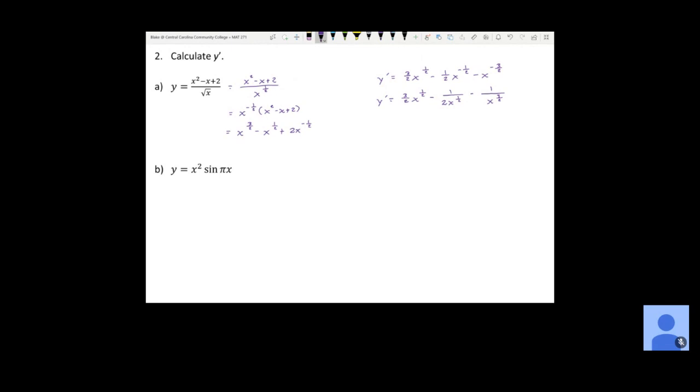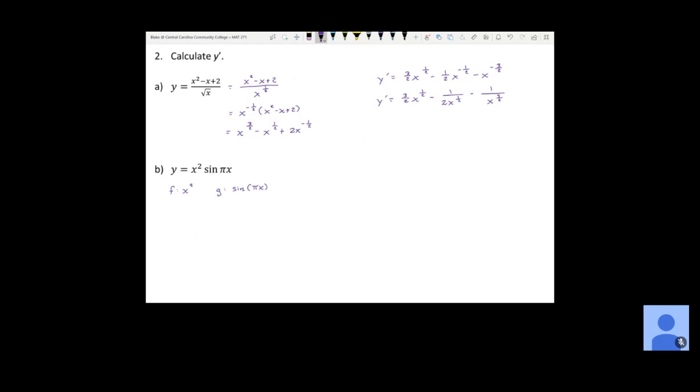Good. This is going to be a product rule, right? So the first step is we've got to identify f and g. There's no other way to do this one because we can't simplify it first. So what are we going to let our f function be this time? Good. x squared is going to be our f, which means g is going to be everything else. So sine of pi x.